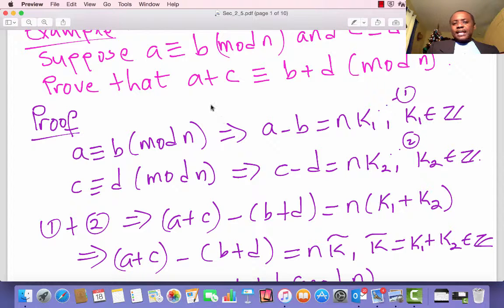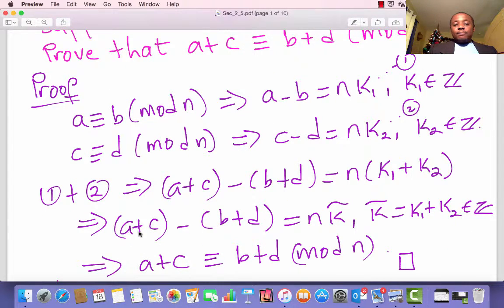We want to prove that A plus C is congruent to B plus D mod n, that is, we want to prove that (A plus C) minus (B plus D) equals n times some integer k. I have equations 1 and 2. How do I get what I need? Add equations 1 and 2 and we get (A plus C) minus (B plus D) equals n times (k1 plus k2).